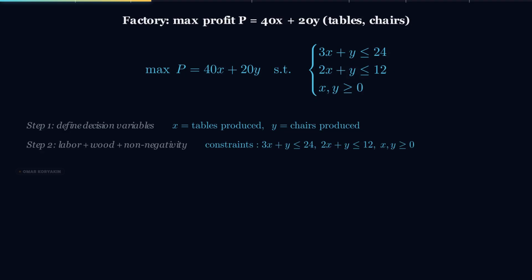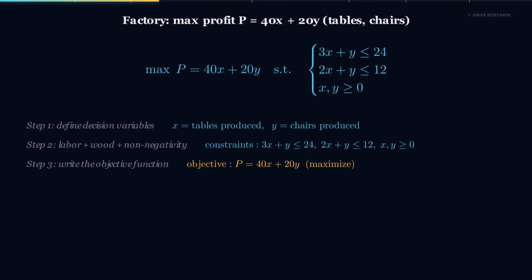Step 2. Write the constraints. Labor: 3x plus y less than or equal to 24. Wood: 2x plus y less than or equal to 12. Non-negativity: x greater than or equal to 0, y greater than or equal to 0. Four inequalities in total define the feasible region.